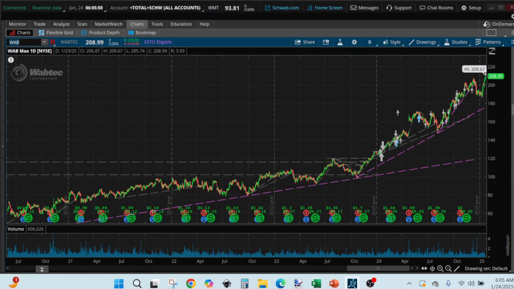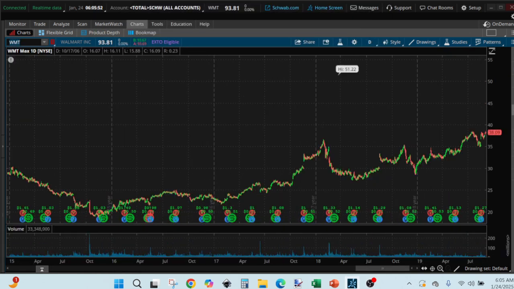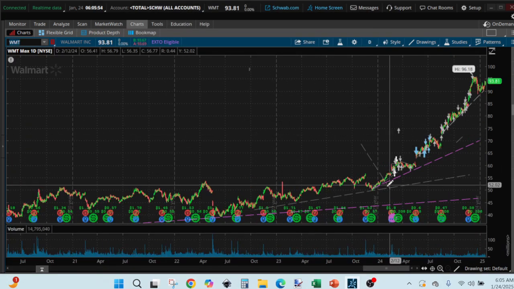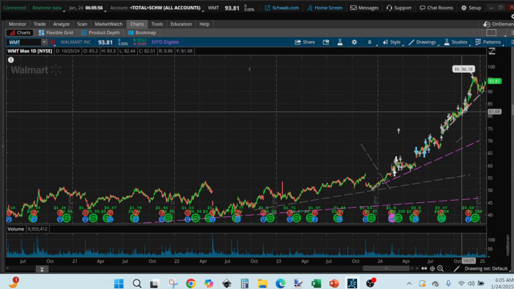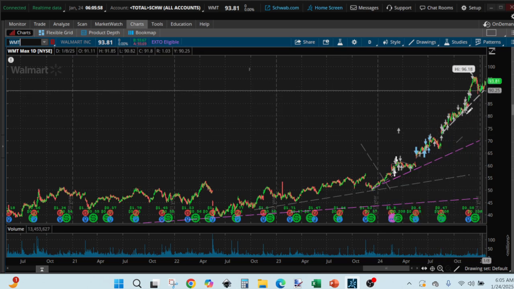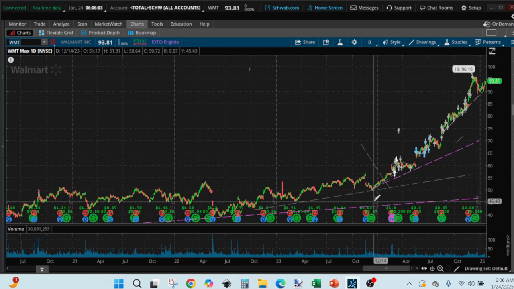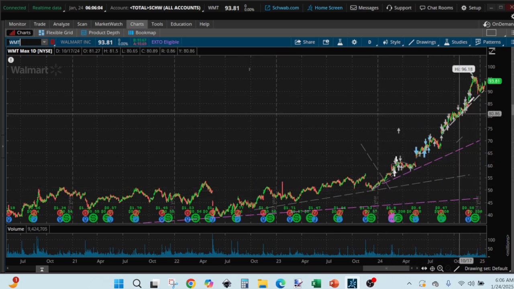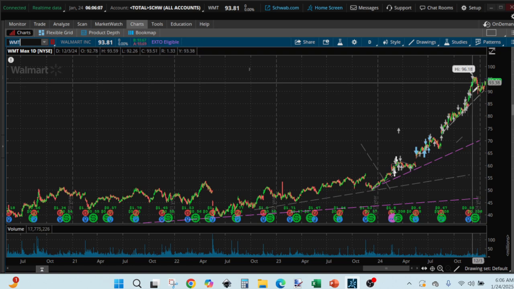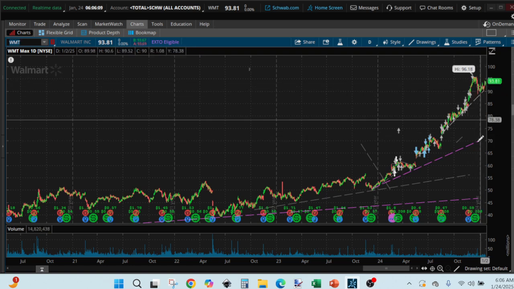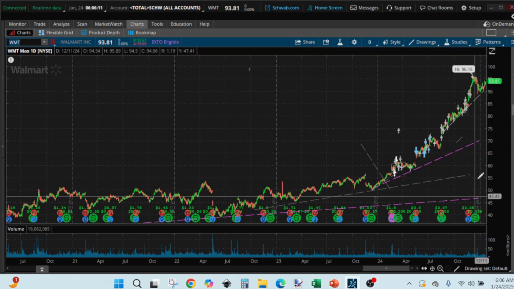The next one is WMT, and WMT is following this up trend line for the moment, still working on building the left side of the mountain, the upside of the mountain, but we prefer to just wait. When it comes down to either one of those trend lines and starts going up, we can buy.